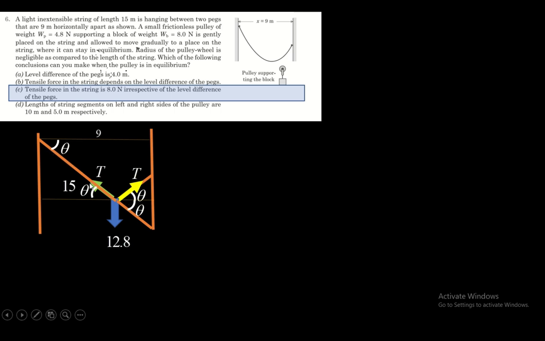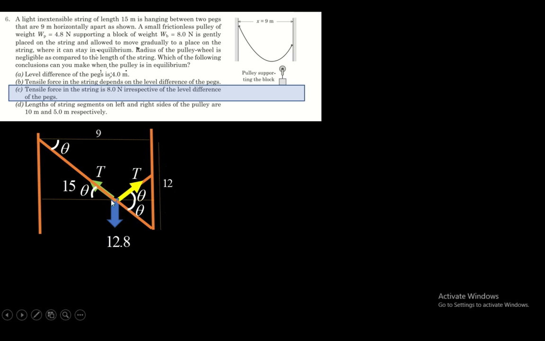If you mentally straighten this part, the straightened part of the string will have the same length as the length of string on this side of the pulley. So this total length is 15 meter. This is 9 meter. From Pythagoras theorem, it will come out 12 meter.